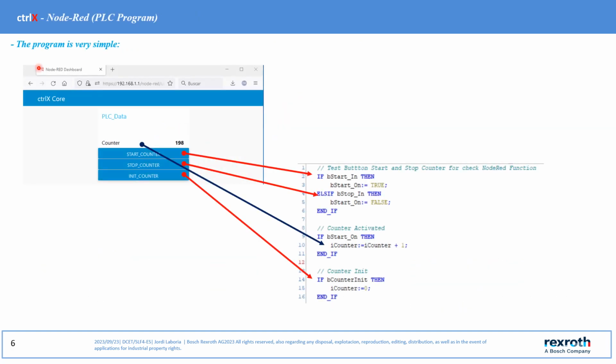The program itself is very simple, as can be seen in the image, but as I say, it serves as an initialization in Node-RED. We have the activation and stop part of the counter, the counter if the order is activated, and finally the initialization of the counter.